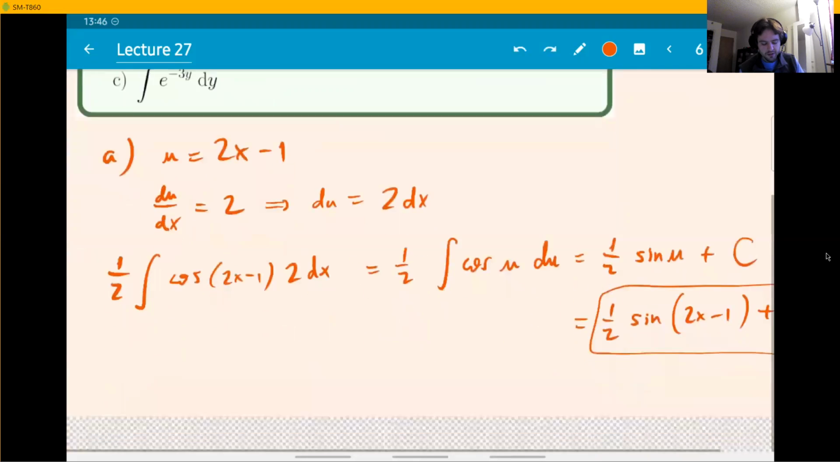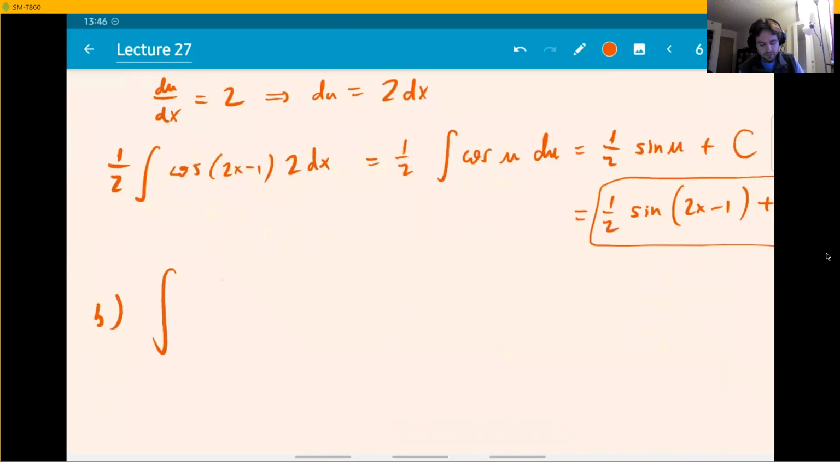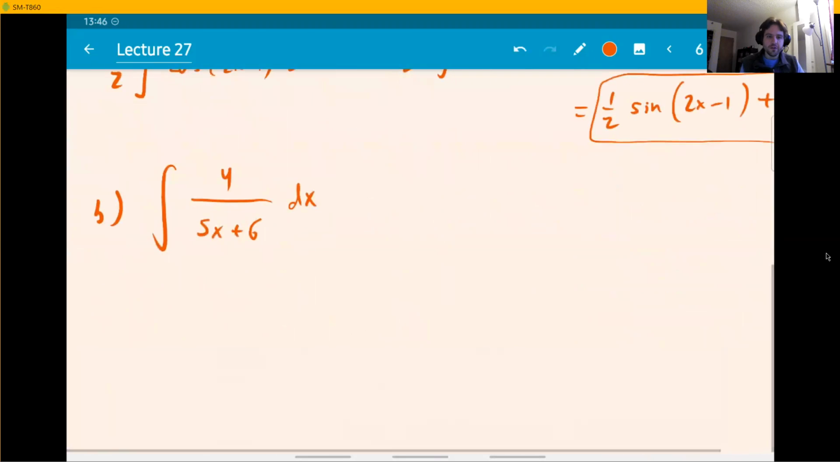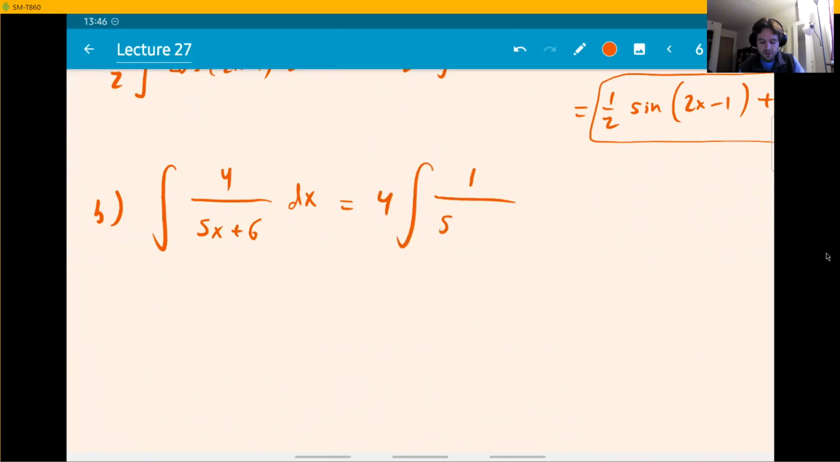4 over 5x plus 6. This is a composite function. Maybe the 4 can come outside, first of all. And now this is 1 over something. Once again, a lot of students will immediately try to write ln of that something. That is not going to work. Usually, it's not going to work in this case because it's going to be off by a constant. That thing inside of the 1 over function should be your u.